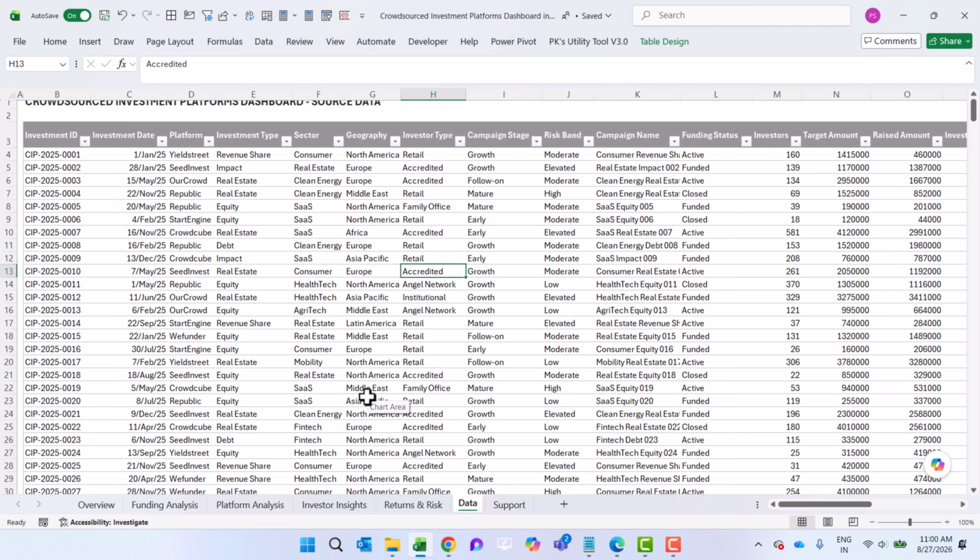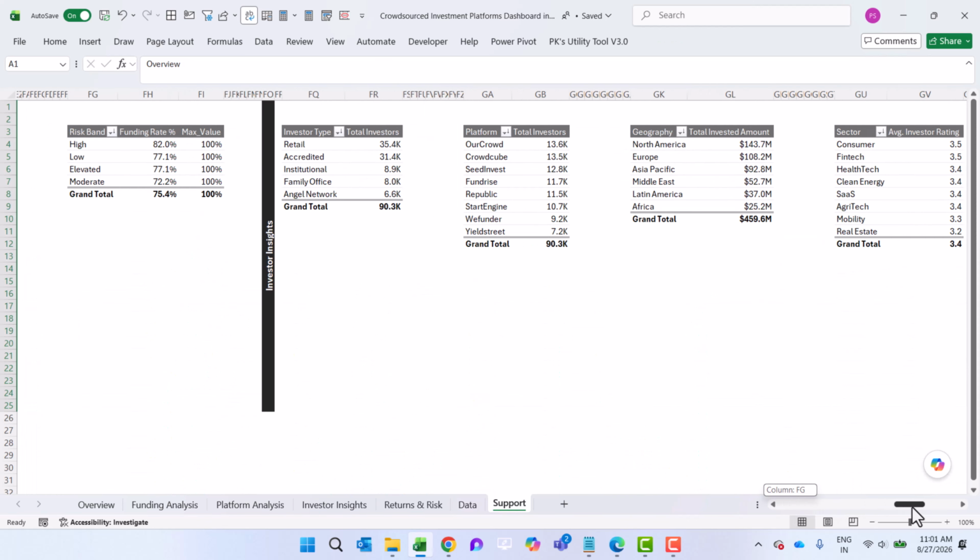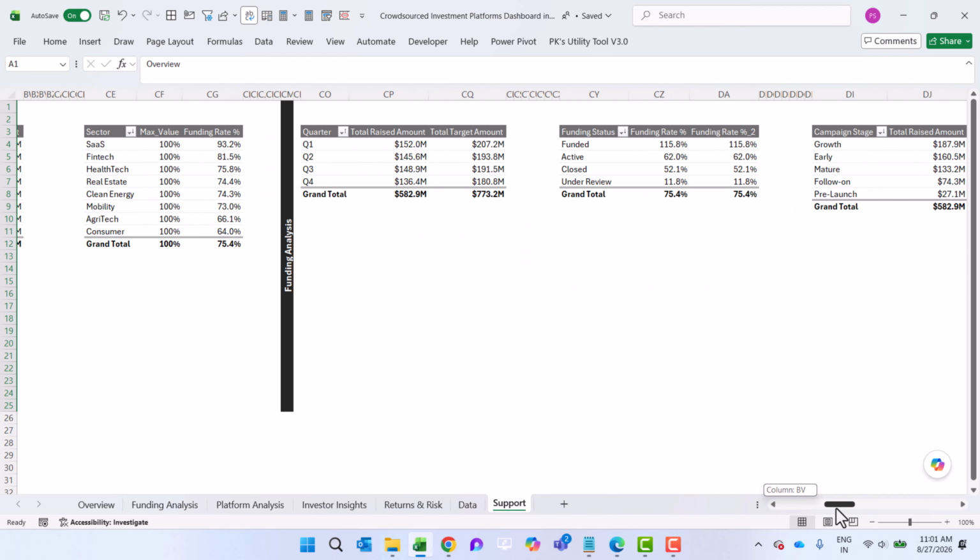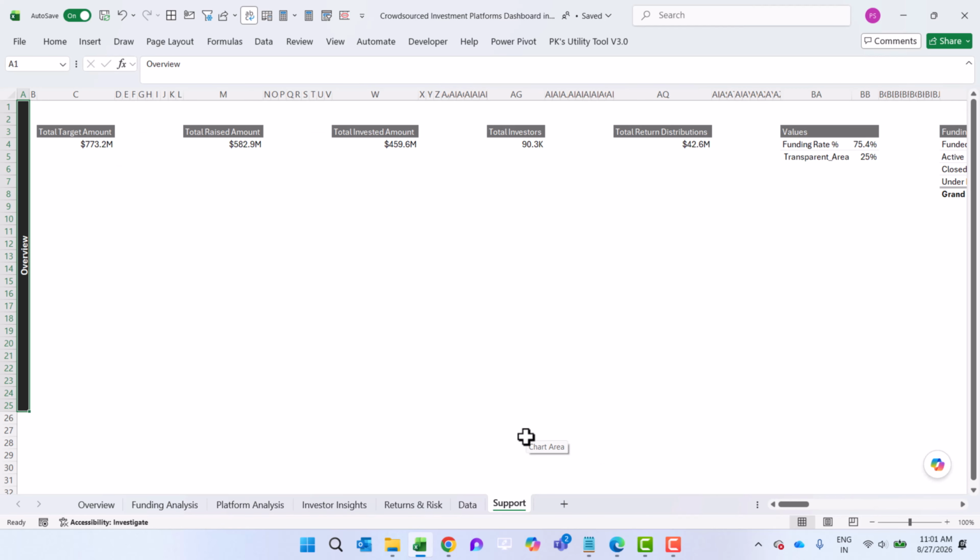Everything you have seen runs off the data sheet. It is one clean table, and you simply add your own rows in the same format. No formulas to rewrite and no ranges to redraw. Keep the column headings exactly as they are, and the dashboard picks it up. Behind the scenes, there is a support sheet holding all the pivot tables that drive every card and every chart. Once you have updated your data, go to the Data tab in the ribbon and click Refresh All. Everything updates at once. You can keep that sheet hidden.